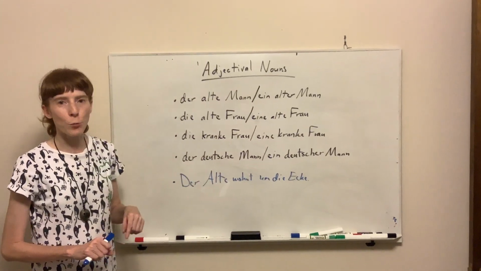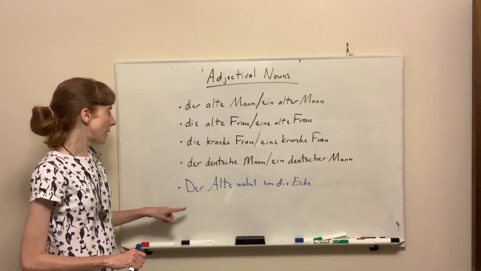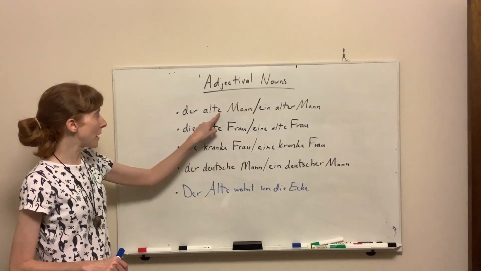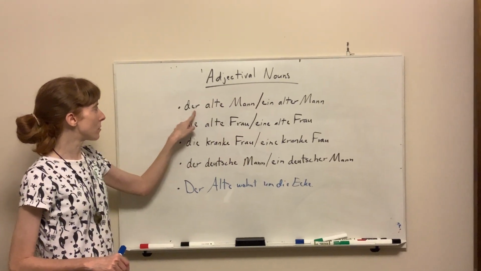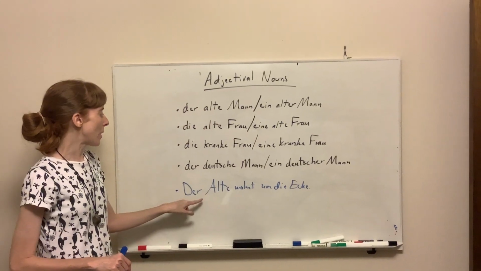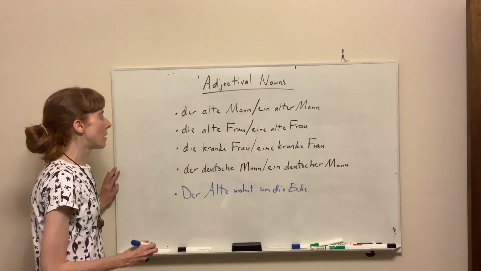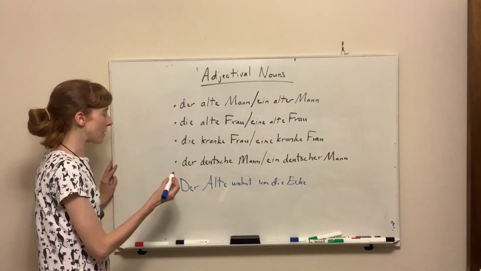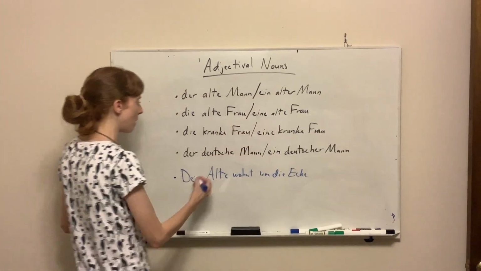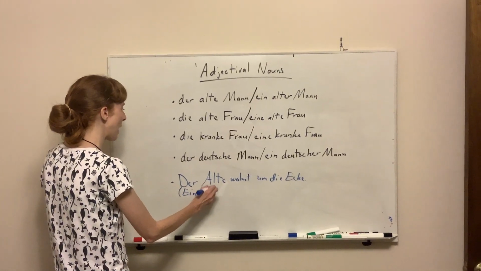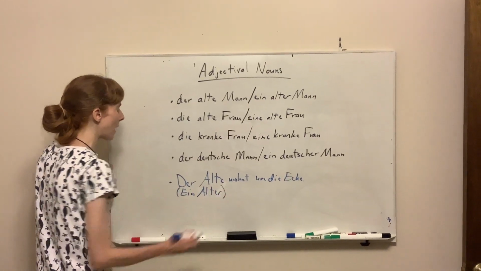Now notice I didn't put the word Mann there. I have der, which tells me it's masculine, and I have alte. I've still got that adjective ending, that ending that goes along with der. And we know that this is an old man, der Alte. Now I could just as easily have said, ein Alter wohnt um die Ecke. An old man. Ein Alter.